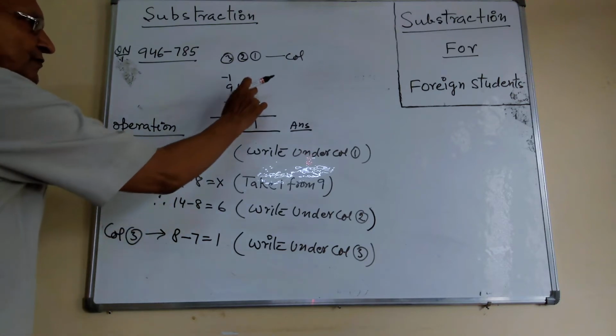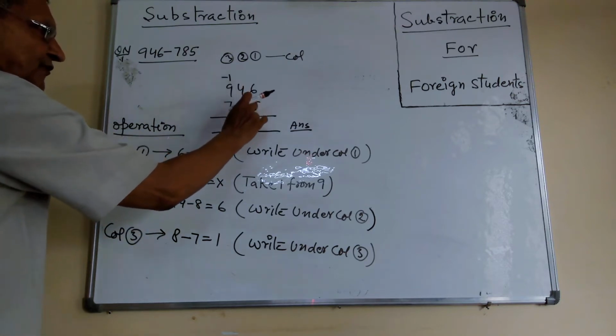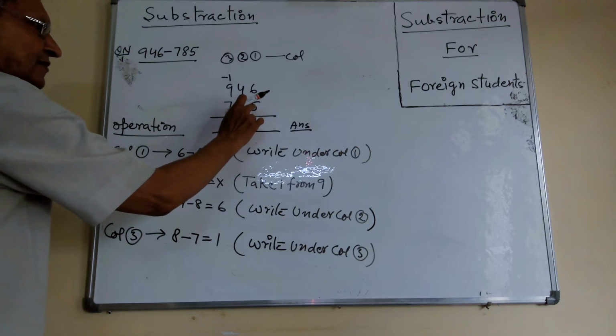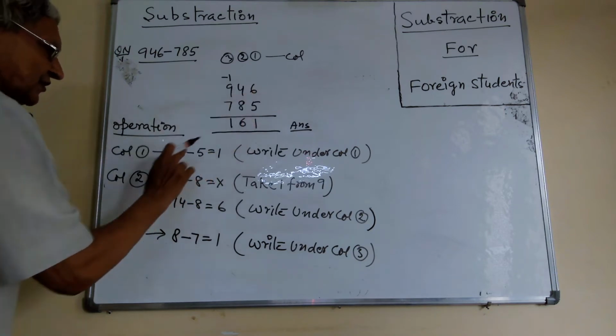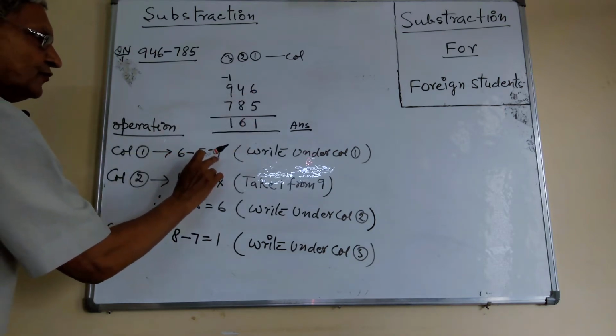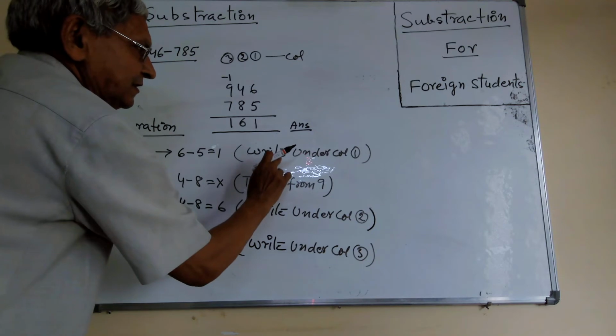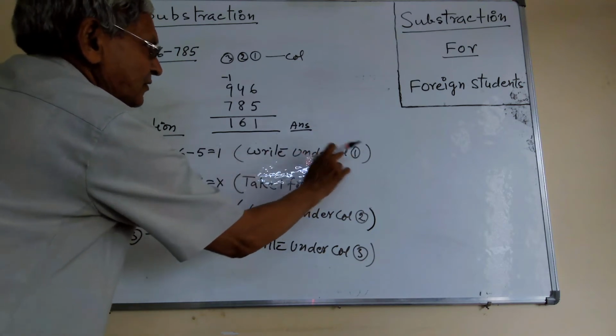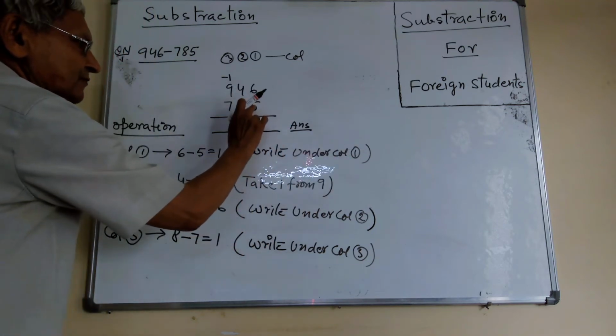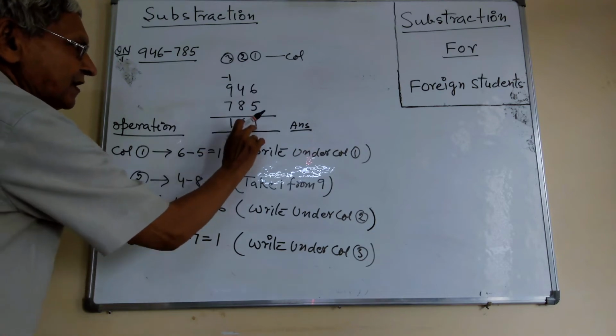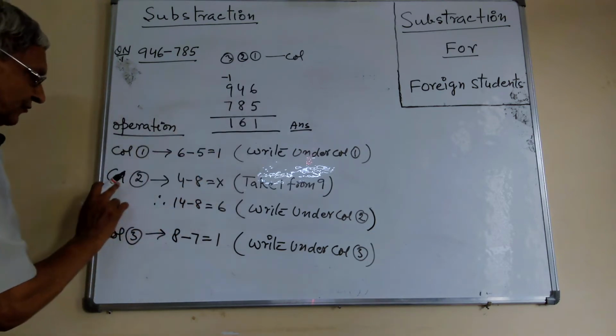In the first column, there are two terms, 6 and 5. We have to subtract 5 from 6. 6 minus 5 is equal to 1. And the answer of the first column is 1. Write down this answer under column first. Now take second column.